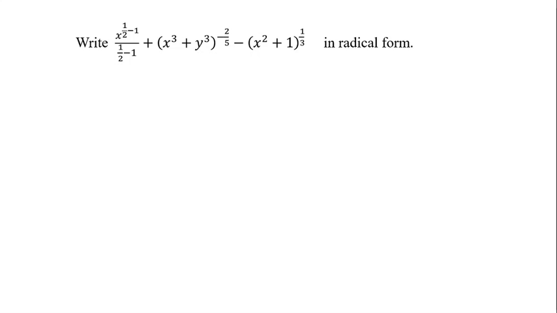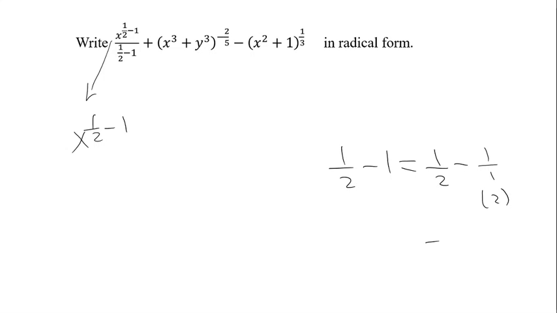Okay, let's do the same thing for this one. Now x to the 1/2 minus 1. Let's take care of this exponent first. 1 over 2 minus 1, so you get 1 over 2 minus 2 over 2. This is minus 1 over 2, so we can write here x to the negative 1 over 2. Now, this one here, we did it already, it's minus 1 over 2.